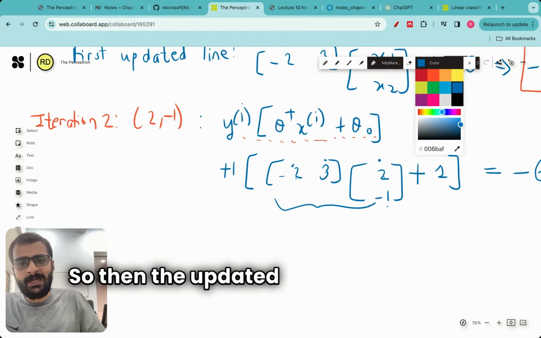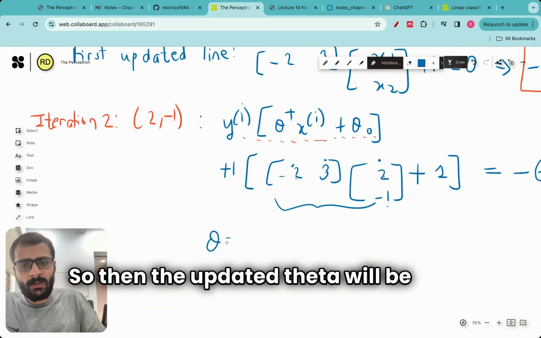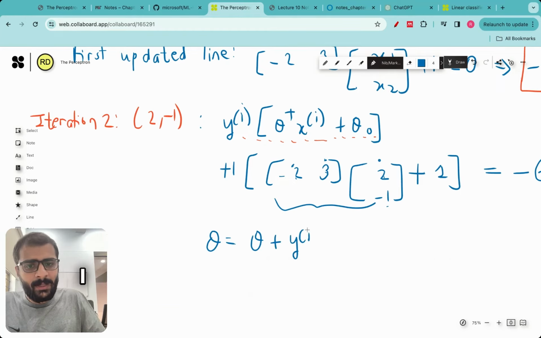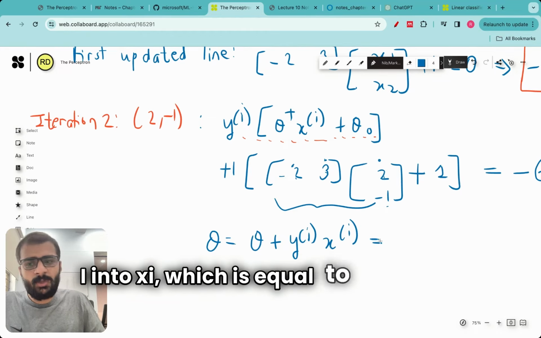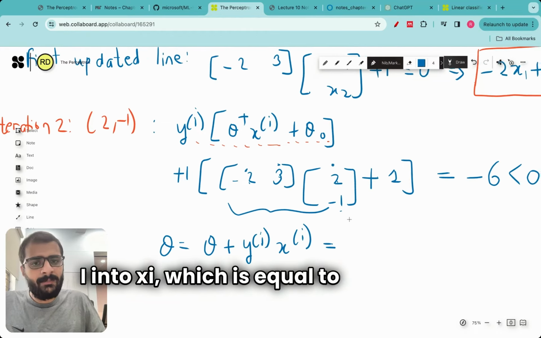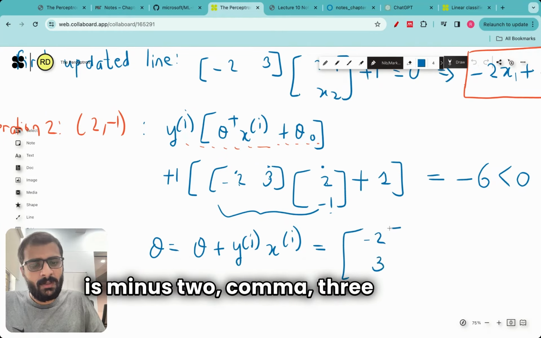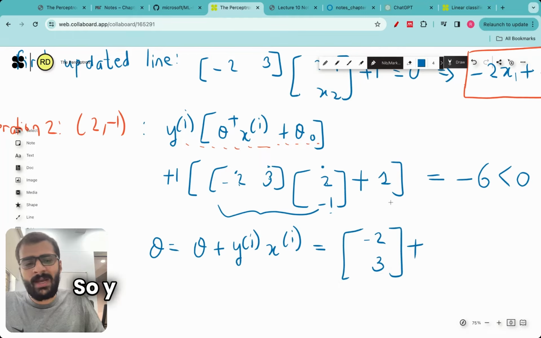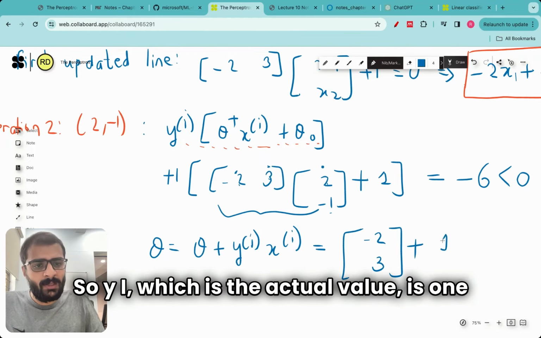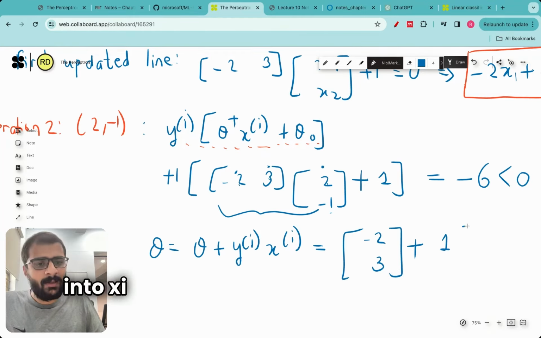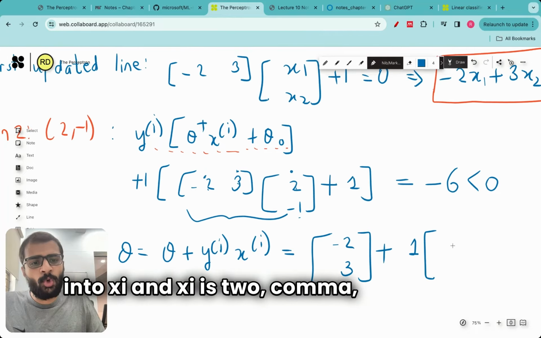So then the updated theta will be theta plus yi into xi, which is equal to the current theta, minus 2 comma 3, plus yi, which is the actual value 1, into xi, and xi is 2 comma minus 1.